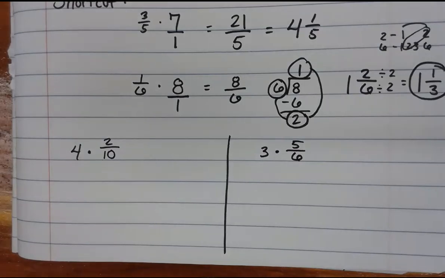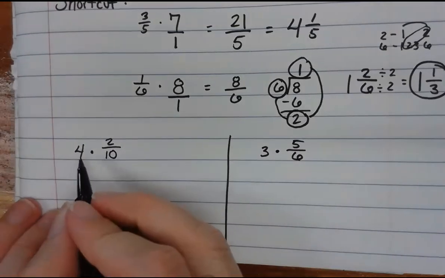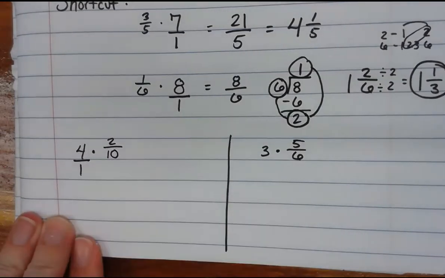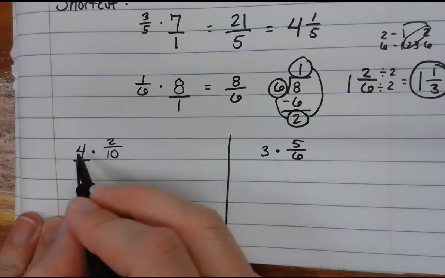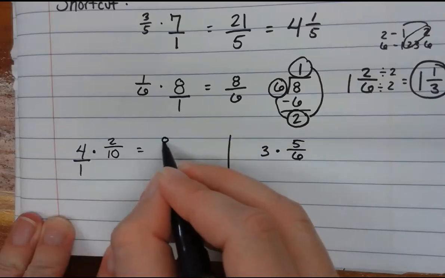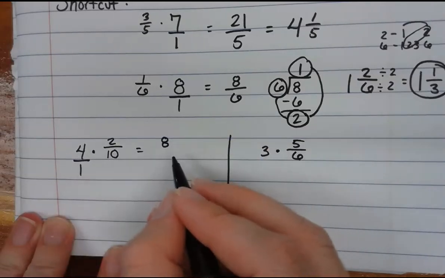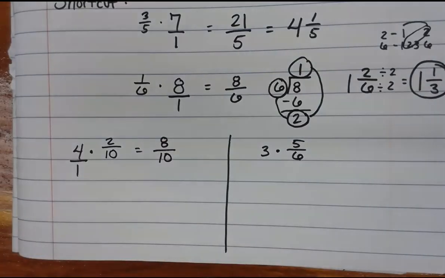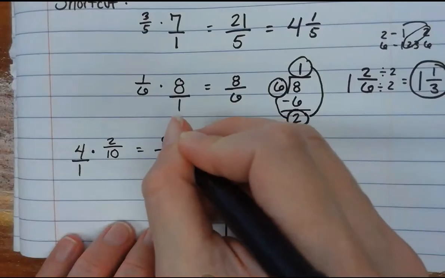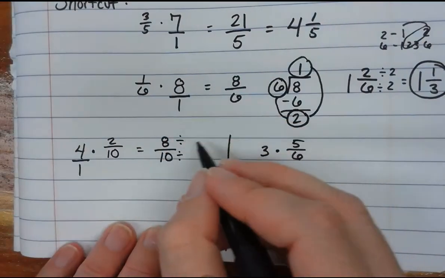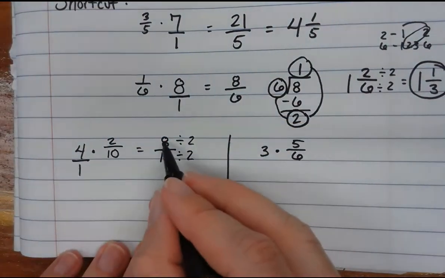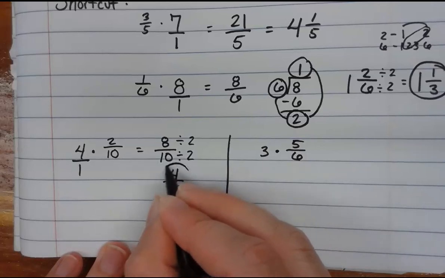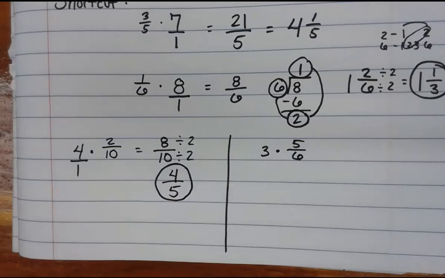So hopefully you have paused the video and tried these. So let's check our answers. So we've got 4 times 2 tenths. I see the whole number, I'm going to put it over 1. And that ensures that I multiply the top numbers together. 4 times 2 is 8. And on the bottom, we get 1 times 10, which is 10. It's not top heavy, so we do not have to do any dividing, but can we simplify this? Actually, we can. 8 and 10 will both divide by 2. And so 8 divided by 2 gives me 4. 10 divided by 2 gives me 5. And so my answer is 4/5 for the first one.